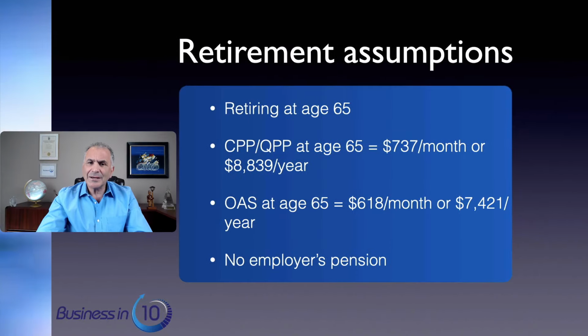Okay, now retirement assumptions. Let's say you want to retire at age 65. The average CPP or QPP benefit that you get is $737 per month or $8,839 annually. Please note this is the average and it depends on how long you contributed to CPP. You can get more up to a maximum or you can get less. I'm assuming you would get the maximum Old Age Security, which is $618 per month or $7,421 annually. And you have no employer's pension.